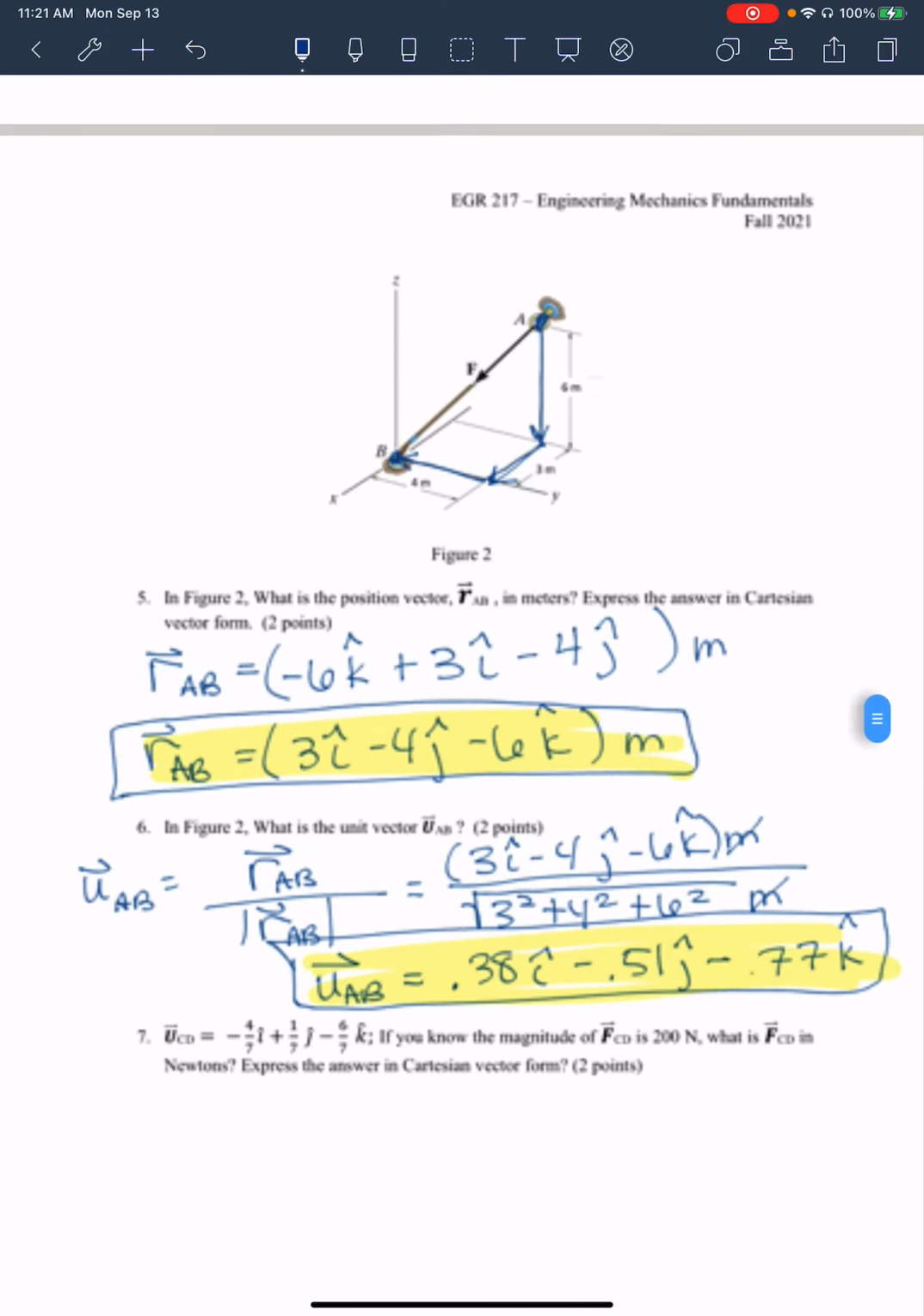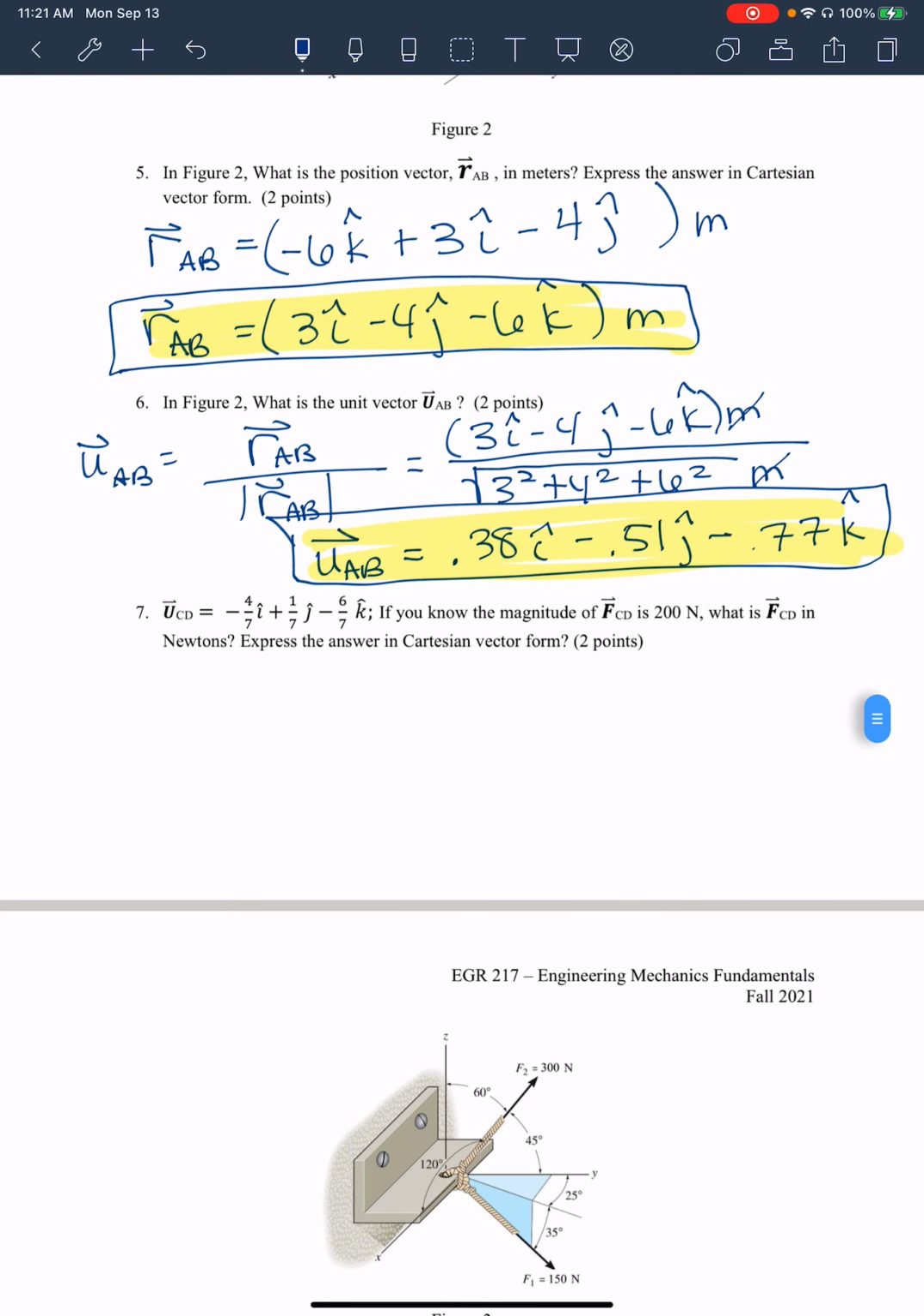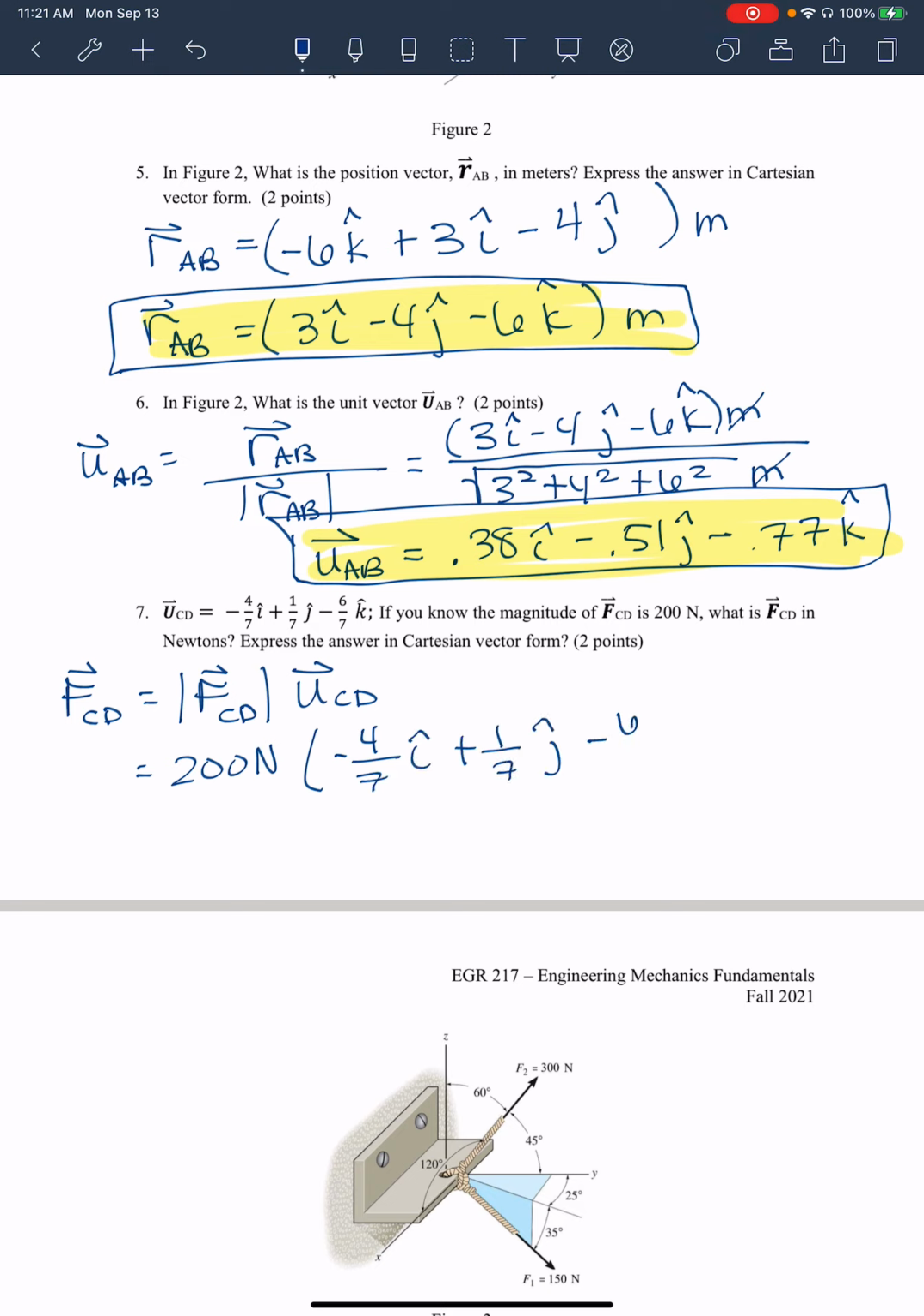All right, now we're on to number 7. The unit vector is negative 4/7 i plus 1/7 j minus 6/7 k. If you know the magnitude of the force FCD is 200 newtons, what is FCD in newtons? So FCD equals the magnitude of FCD times that unit vector from C to D. So that's going to be 200 newtons times negative 4/7 i plus 1/7 j minus 6/7 k.